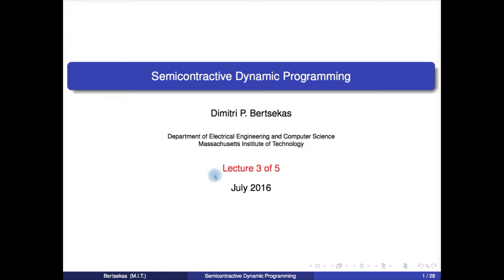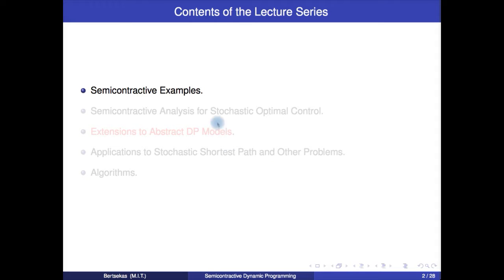These are models where some policies are well behaved and have contractive-like properties, while others are not. In the first lecture in this series, we looked at examples which illustrate the kind of unusual or pathological behavior that can occur in the semi-contractive problems. We also saw how we can avoid this kind of behavior through appropriate assumptions.